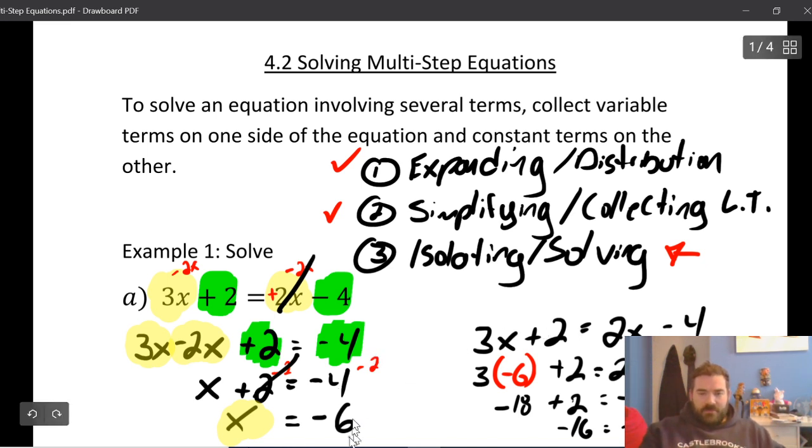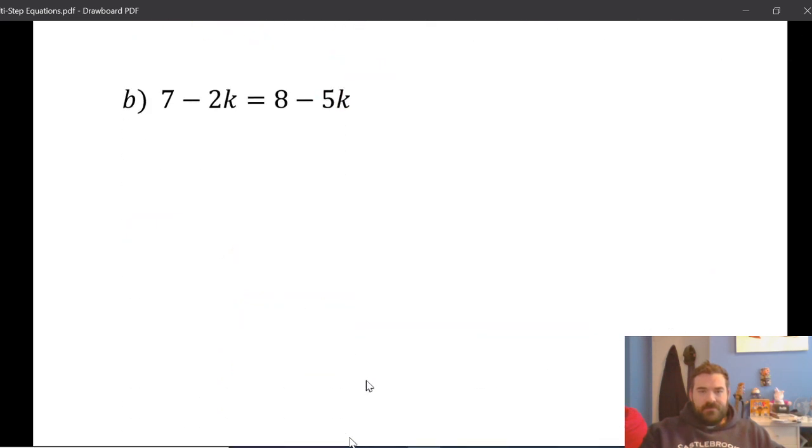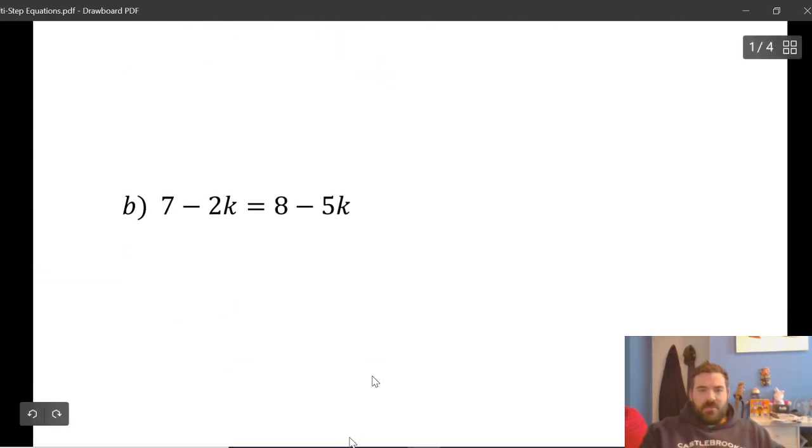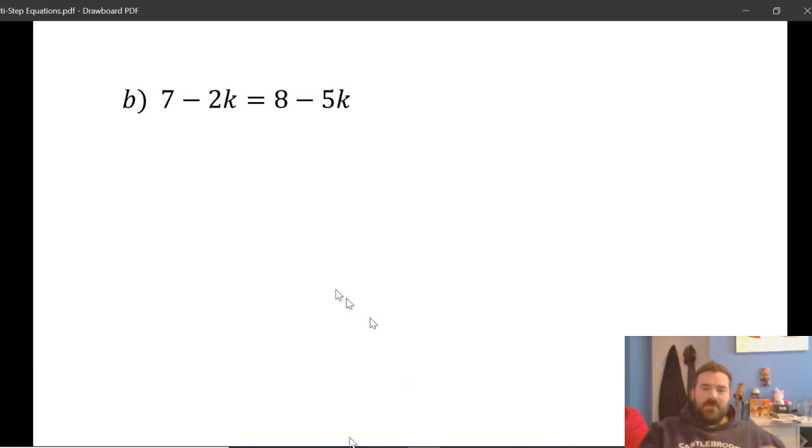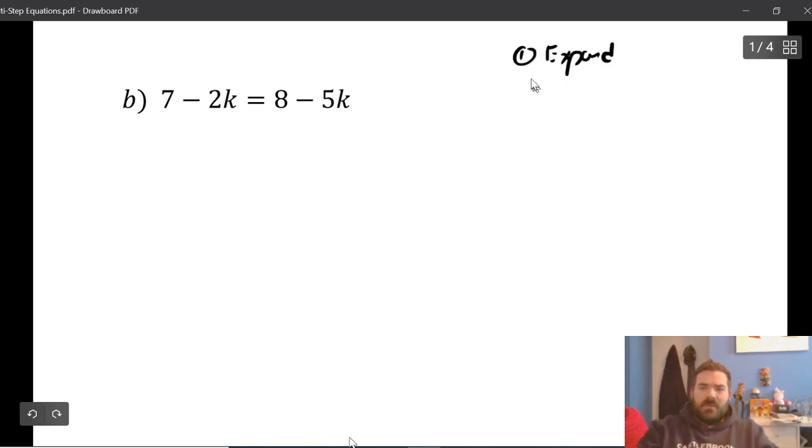Let's do another example. Let's do 7 minus 2k is equal to 8 minus 5k. Let's remind myself of my steps. So the first thing is going to be expand, simplify, and then isolate.